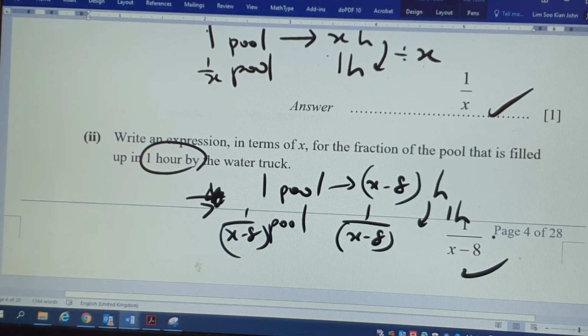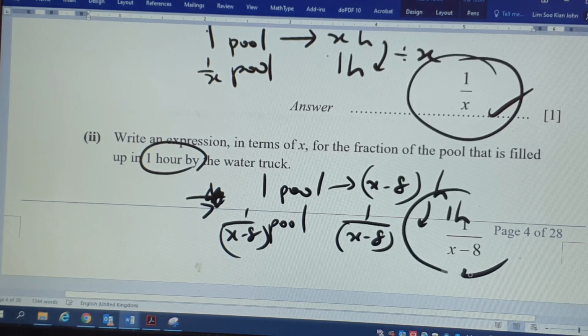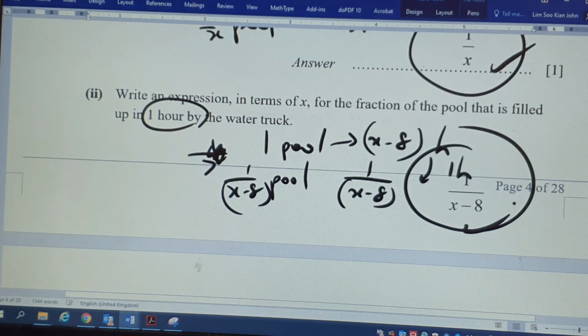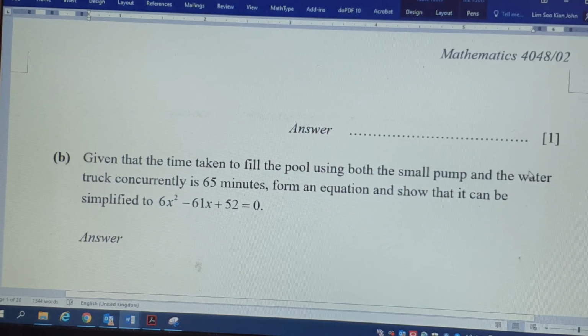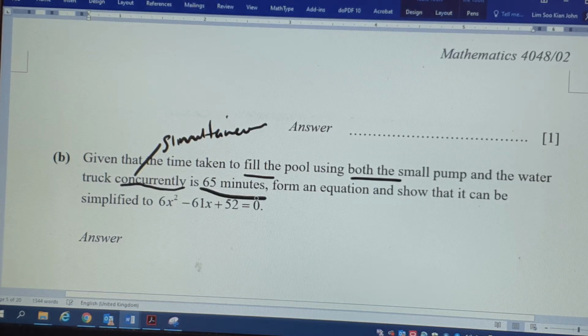Now the next part normally is involving these two that you have found. It's a proving part of the question. So you must make sure these two parts are correct before you move on to the next part. Otherwise, you are just wasting time. Now, given that the time required to fill the two pools using both the pumps concurrently, that means at the same time, simultaneously, is 65 minutes.